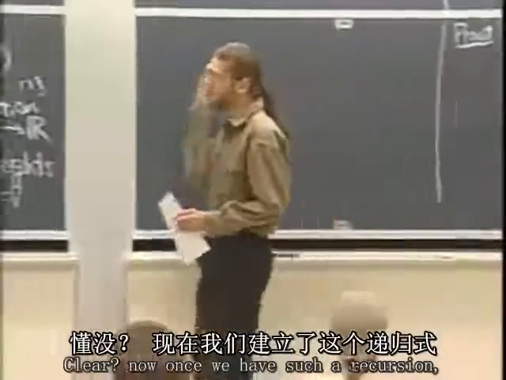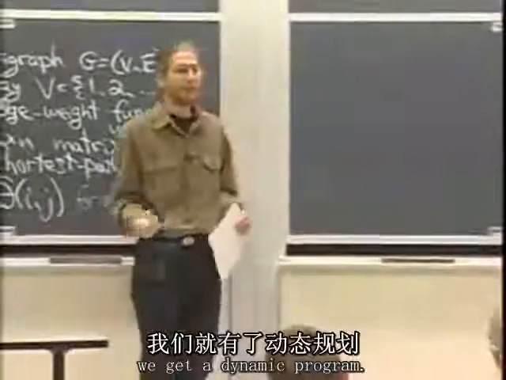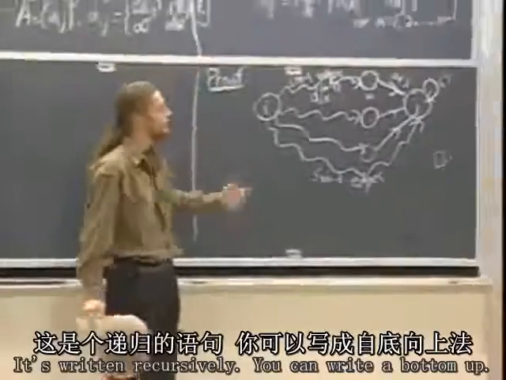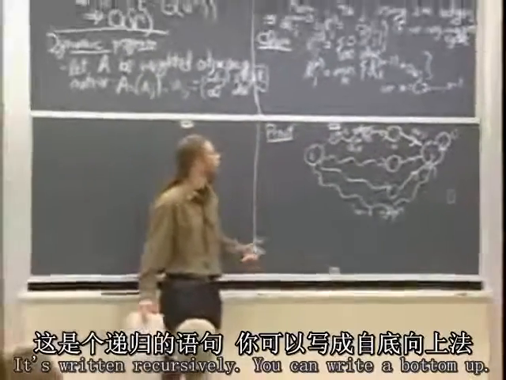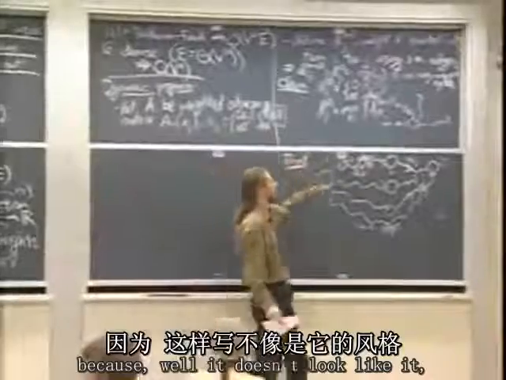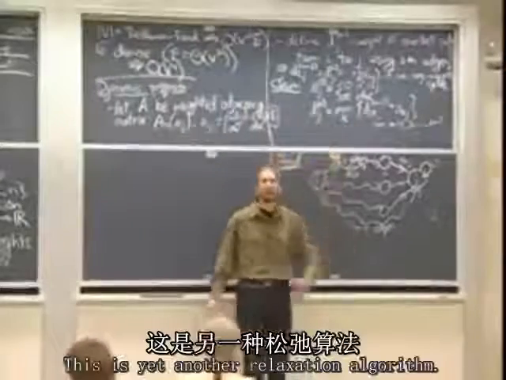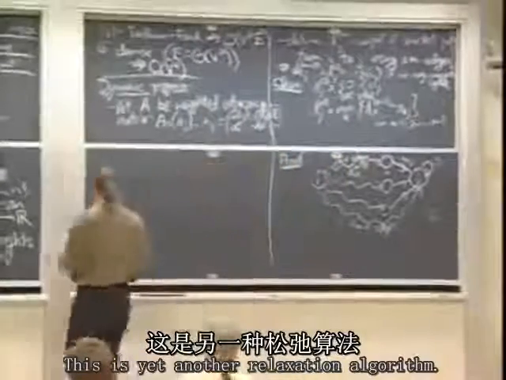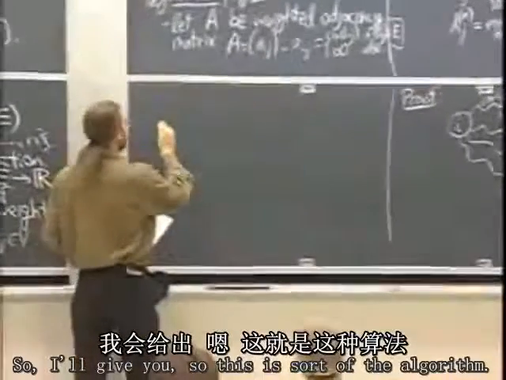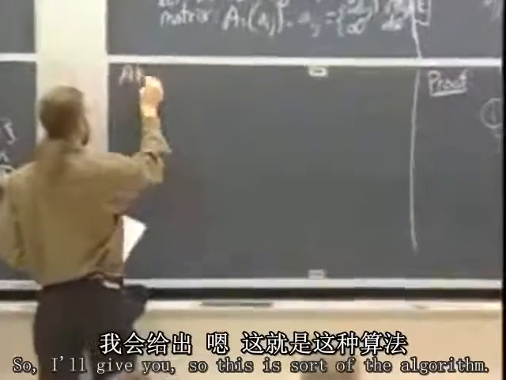Okay, now once we have such a recursion, we get a dynamic program. I mean, this is it in some sense. It's written recursively. You can write it bottom up. And I would like to write it bottom up a little bit because while it doesn't look like it, this is a relaxation. This is yet another relaxation algorithm. So this is sort of the algorithm.